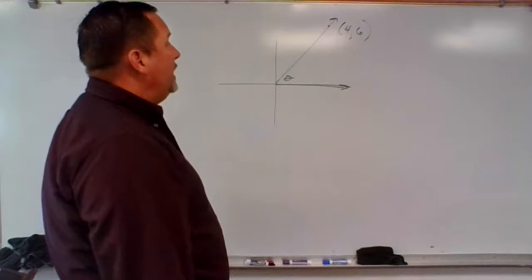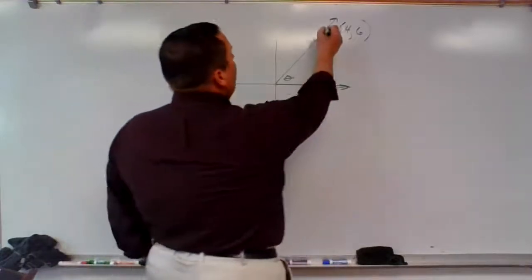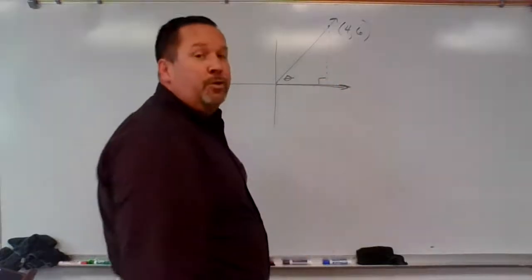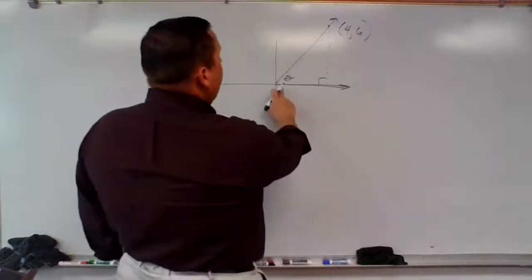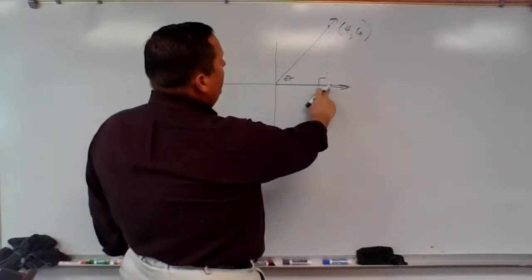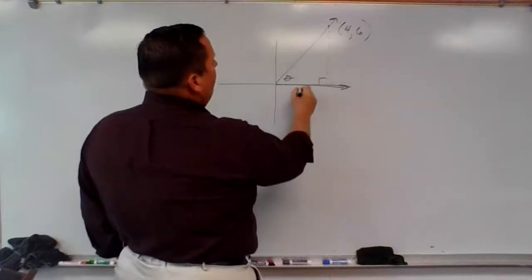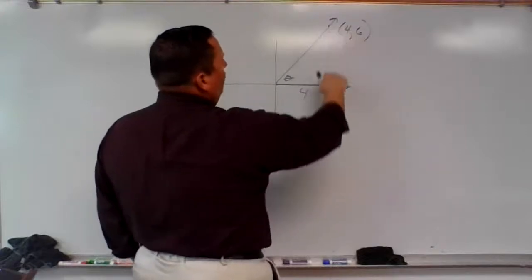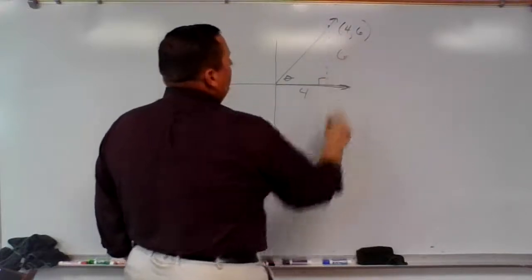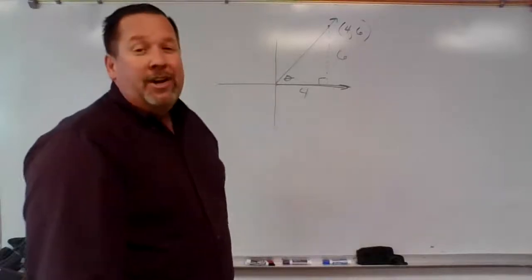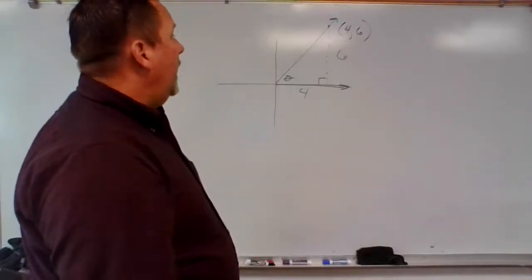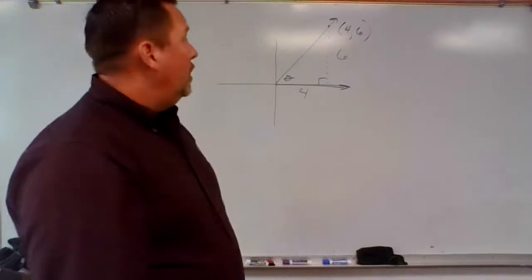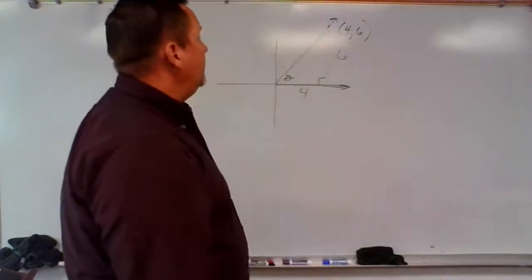But what we can do pretty easily is drop straight down here and create for ourselves a right triangle, right? Hopefully you can see, well, the distance from the origin to here is actually the same as the x value. That's 4. And the distance from the x-axis up to that point is really just the y value. That's 6. The only thing I don't know in this right triangle is the hypotenuse. And we can use the Pythagorean theorem to come up with the length of this piece of the hypotenuse.